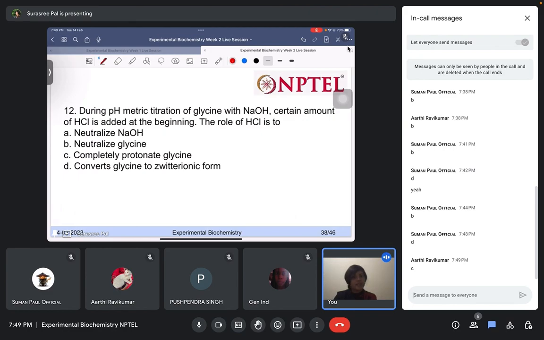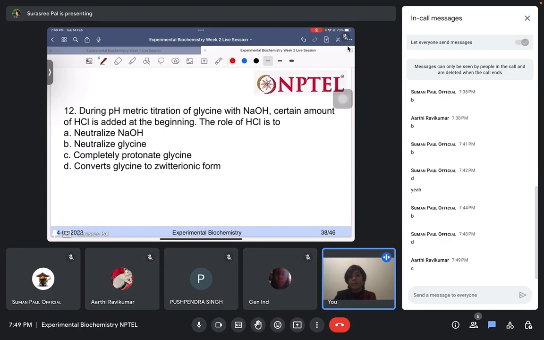So when we dissolve glycine in water, glycine exists in zwitterionic form, because at physiological pH, a neutral pH, it exists in a zwitterionic form. So when we need to titrate glycine, that is, we have to protonate the glycine, we have to lower the pH. That is why we are adding HCl. So the correct answer is option one, that is correct.